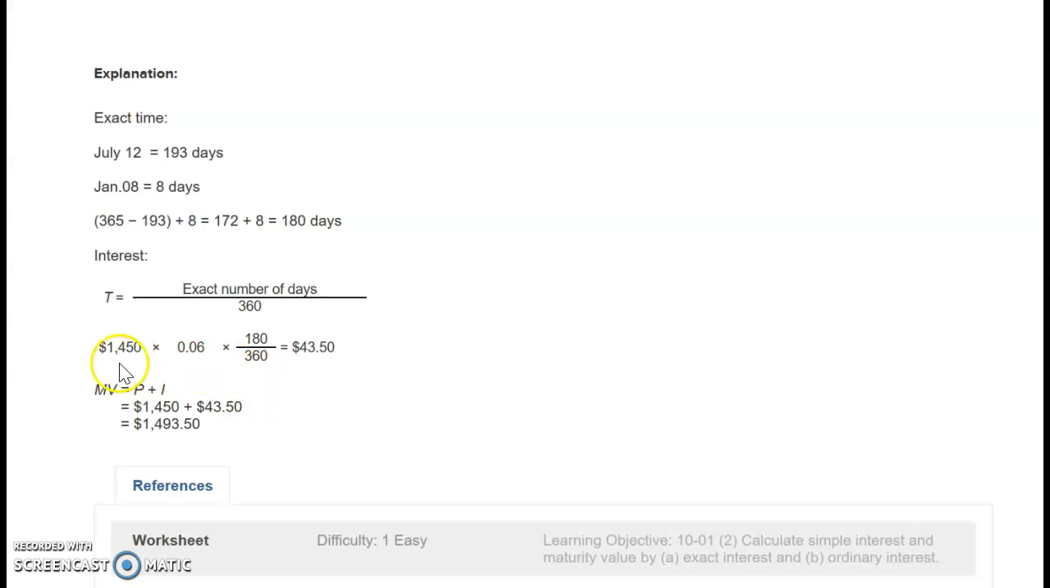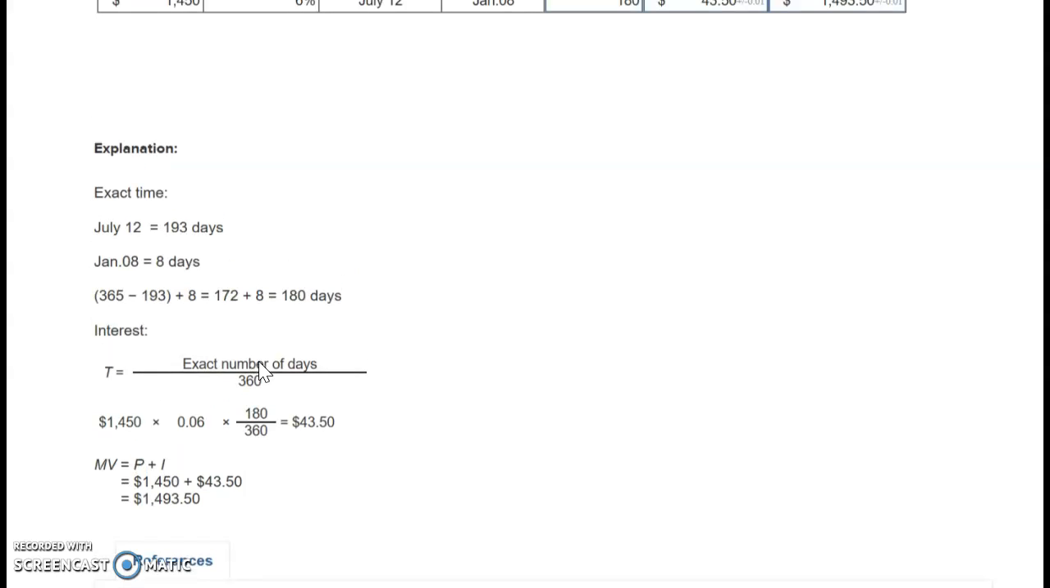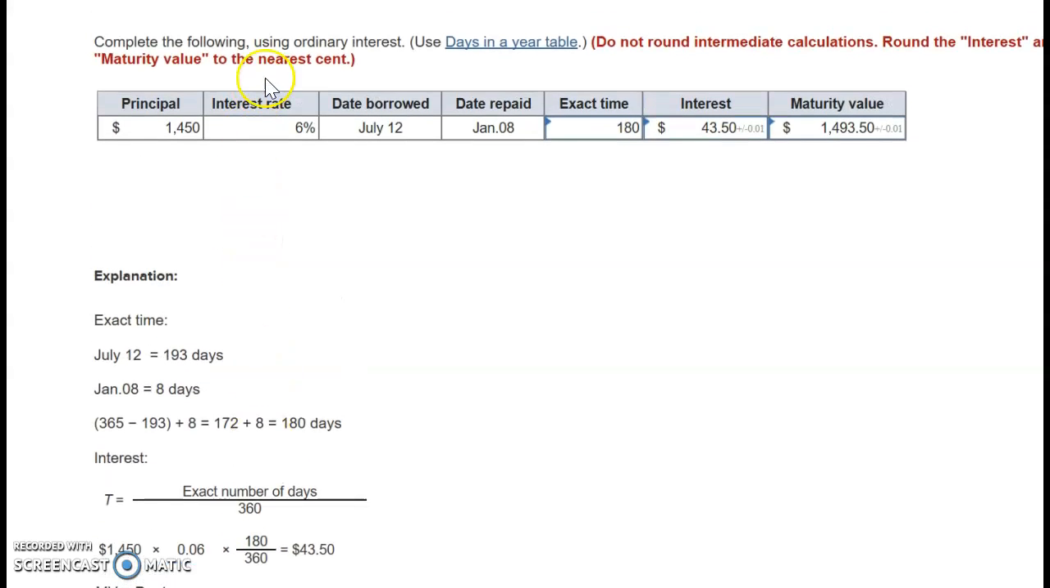And then down here in our formula, which is principal times interest times time, our numerator is the 180 days and the denominator is 360 days. Why? Because we are using the ordinary interest method, okay? Don't confuse this 360 with the fact that there are 365 days in the year that you have to use when you're considering how many days the loan is outstanding, okay?